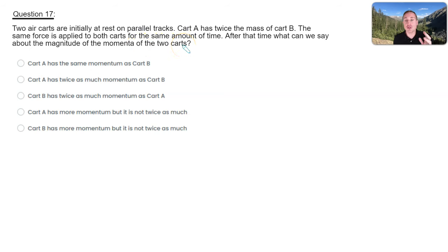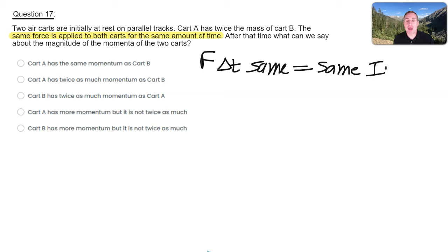Okay, so this is a question which really tests your ability to understand the change in momentum. It's the same force applied to both carts the same amount of time. So what that means is F delta T is the same, and that's the same impulse. Remember, impulse is force times time, but it's also equal to the change in momentum. So both of these carts gain the same amount of momentum. Since they were both initially at rest, they should have the same momentum as one another.